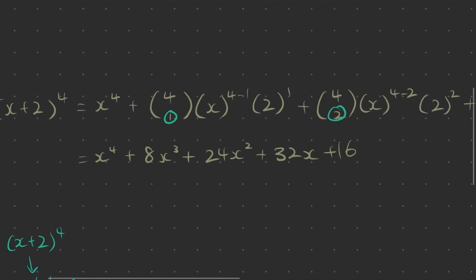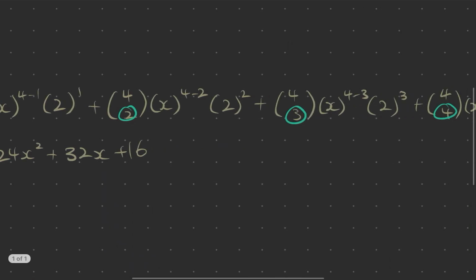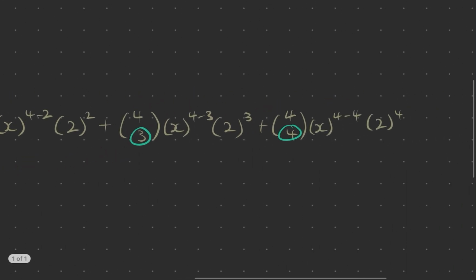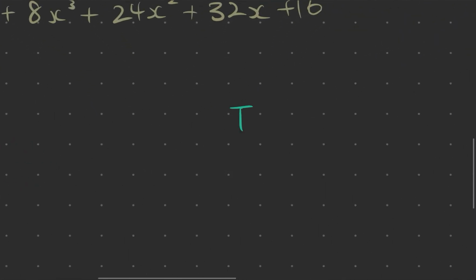Alright, so we do know that in the first term there is no choose, but from the second term onwards, the r equals 1. Then in the third term, your r equals 2. In your fourth term, your r equals 3. And in your fifth term, your r equals 4. So a conclusion we can make from this is that your term will equal r plus 1.